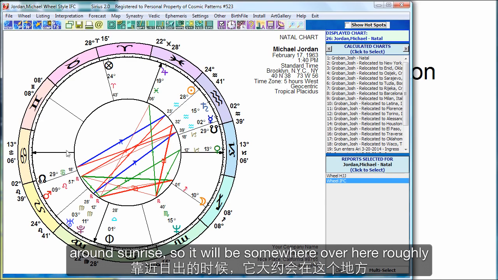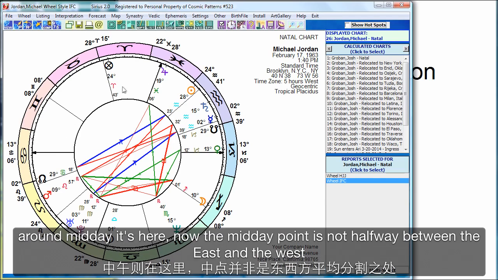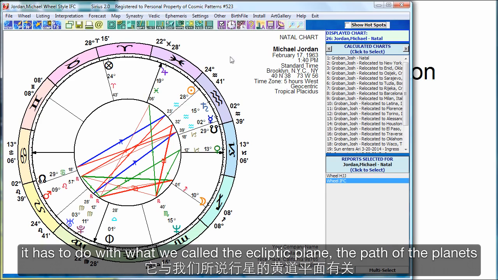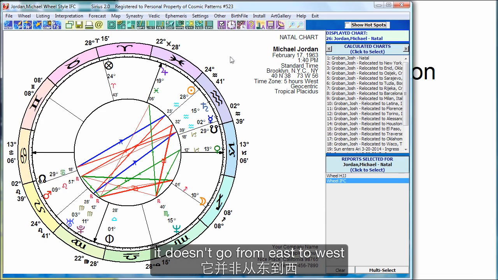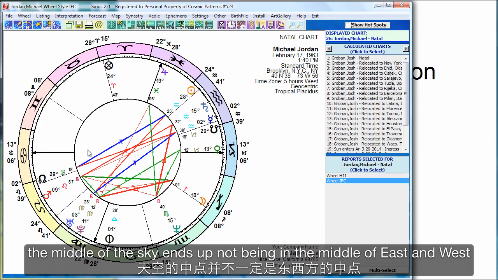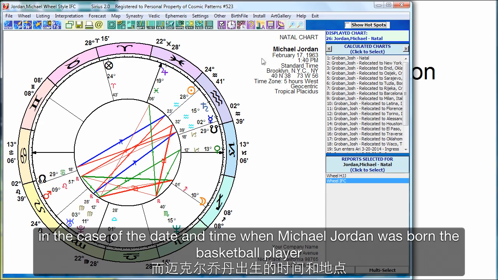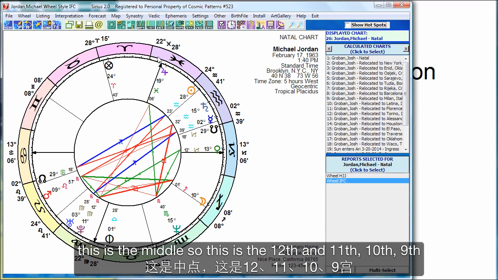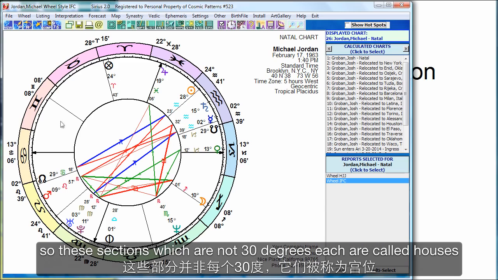At around sunrise, the sun will be somewhere over here, roughly. Around midday, it's here. Now the midday point is not halfway between the east and the west. It has to do with the way what we call the ecliptic plane, the path of the planets, doesn't go from east to west. So just take my word for it. The middle of the sky ends up not being in the middle of east and west. In the case of the date and time when Michael Jordan was born, this is the middle. So this is the 12th, 11th, 10th, 9th, these are called houses. So these sections, which are not 30 degrees each, are called houses.